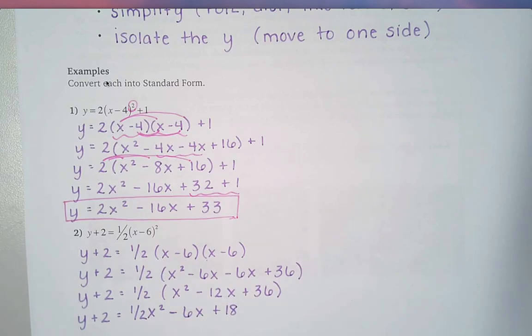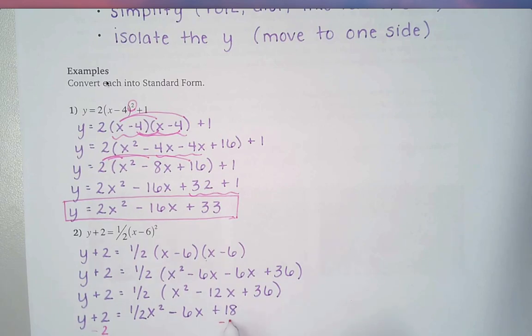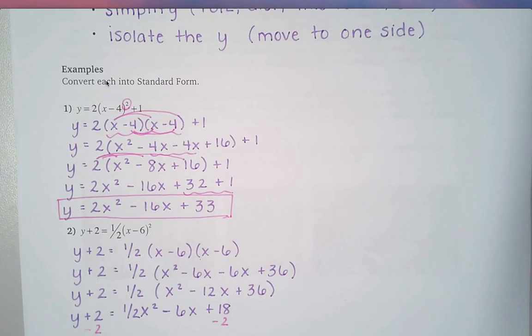And then for my very last step, I'm going to move the 2 over. And so we end up with y equals 1 half x squared minus 6x plus 16. And that's it. That's your standard form.